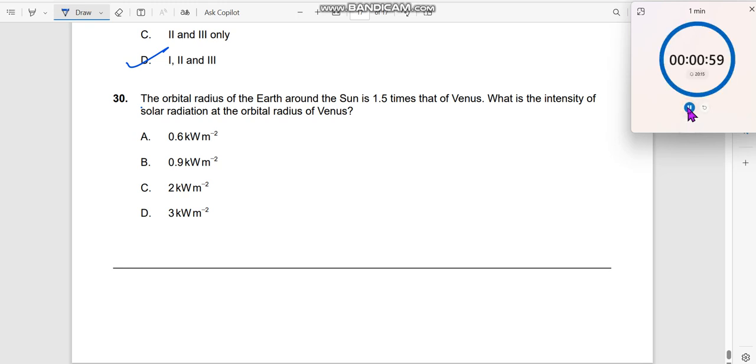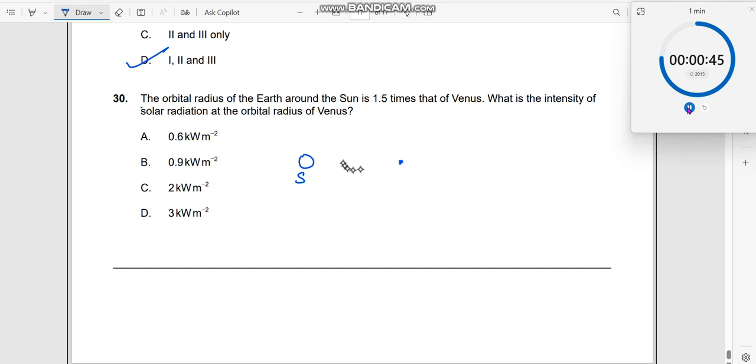Question number 30. The orbital radius of Earth around the Sun. Okay, let us draw the diagram. This is my Sun and this is the Earth. The orbital radius of the Earth around the Sun is 1.5 times that of Venus. Who is nearby now? Is it the Earth or Venus? It's 1.5 times that of Venus.